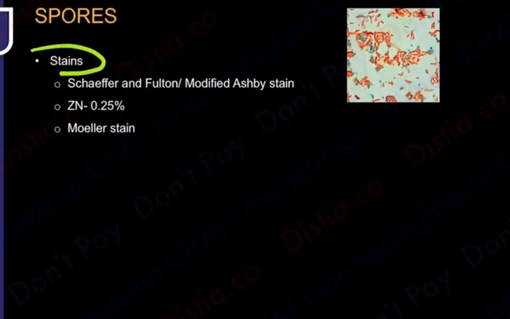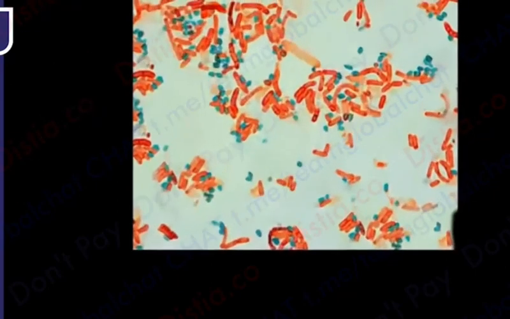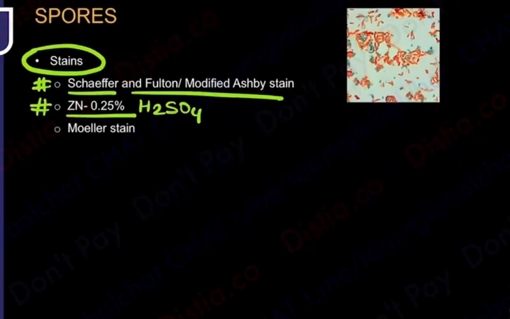What are the stains for a spore? I have taught you this way back in the previous chapter, the starting of microbiology, that we can use something called the Zn stain. If we are using Zn stain, we will use 0.25% of H2SO4, right? We can use another stain called the Schaffer and Fulton stain, which is known as the modified Ashby stain. And this is the picture. I'm not repeating it. I hope you remember, guys.